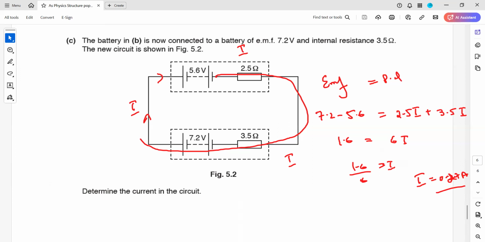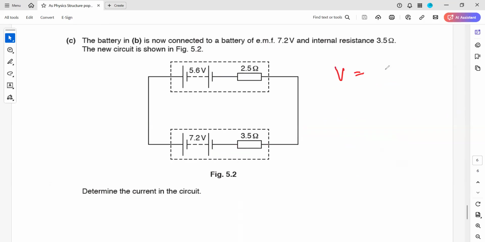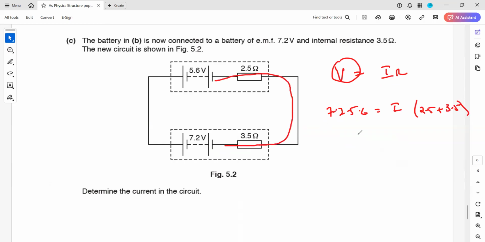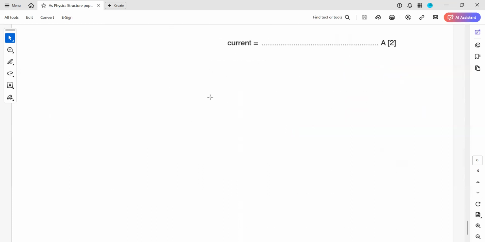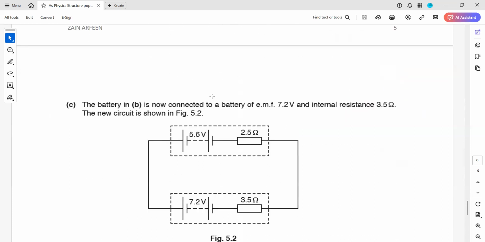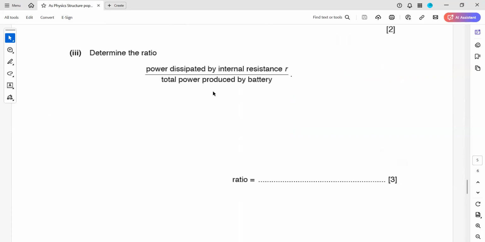This is one way of doing the question. You can use another method as well. You can use the formula V equals IR. The total EMF will be equal to I times R, so that will be 7.2 minus 5.6, where I is the current in the circuit and R is the total resistance, 2.5 plus 3.5. Why do we add them? Because these two resistors are connected in series. When you solve, you will get the same result. So this was a structured pop quiz.